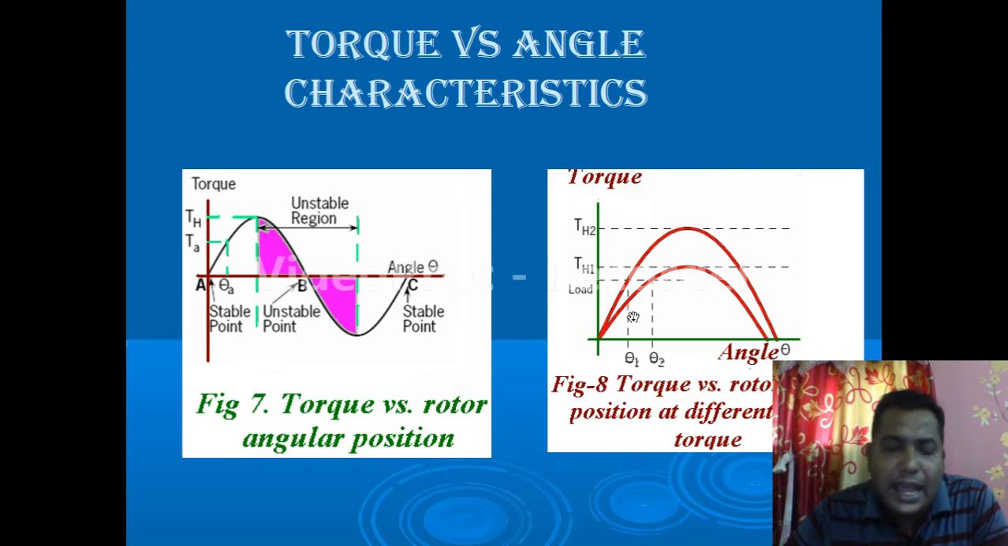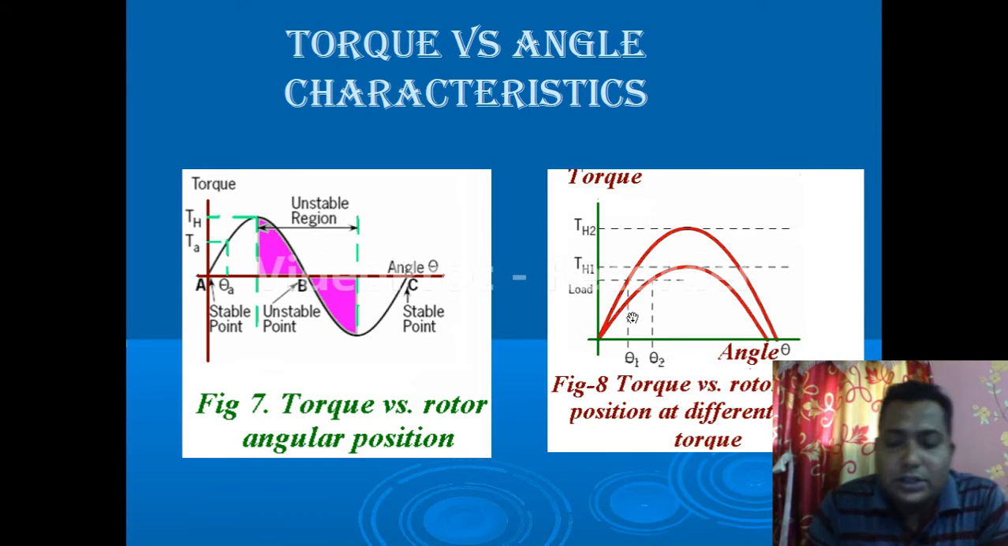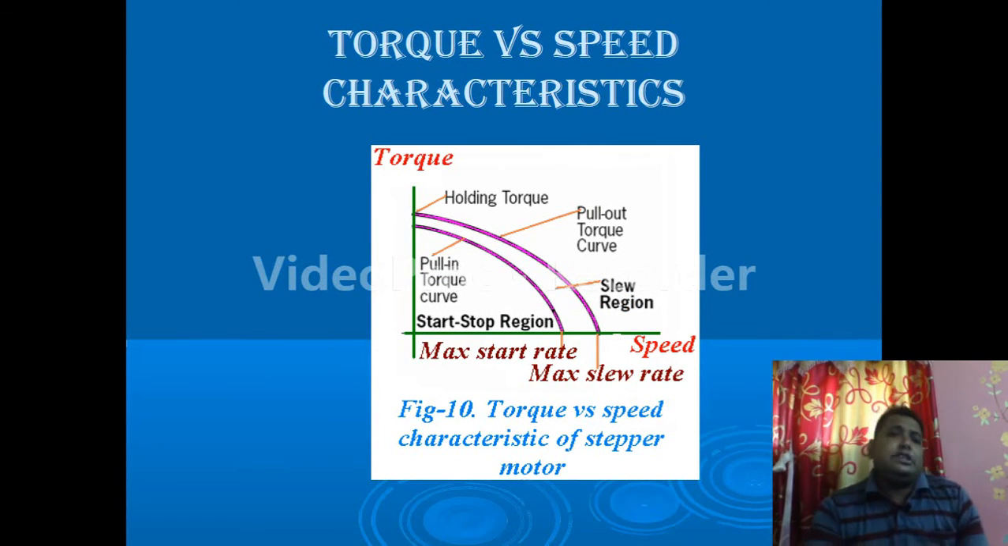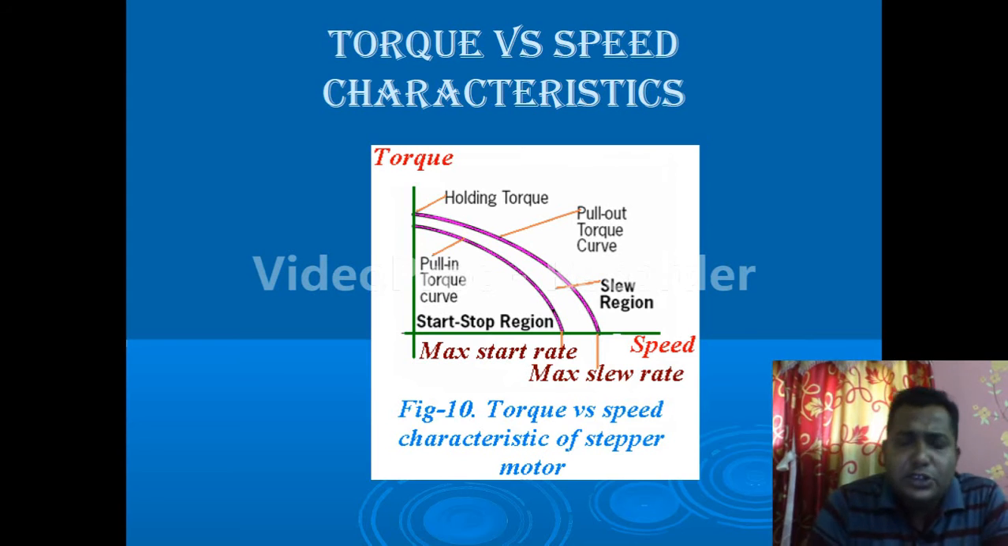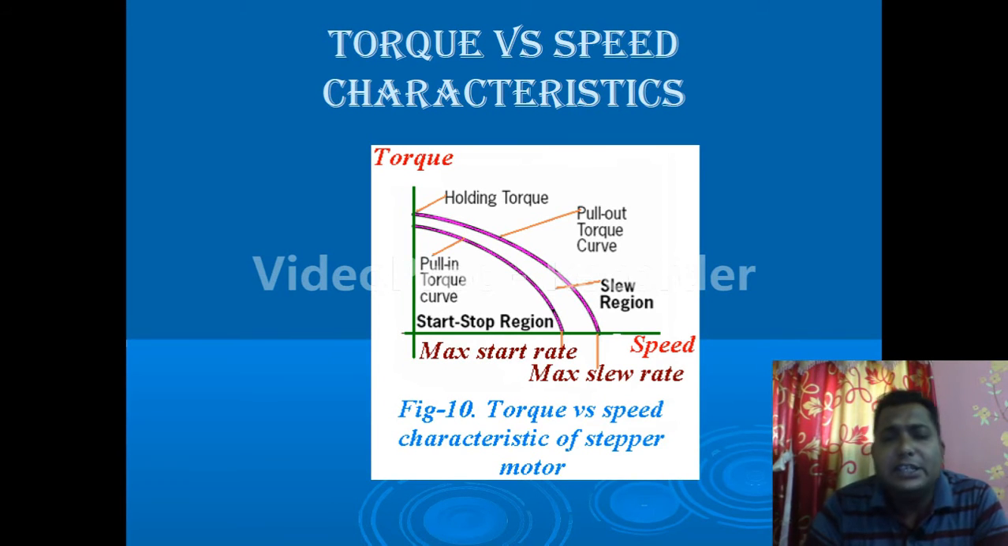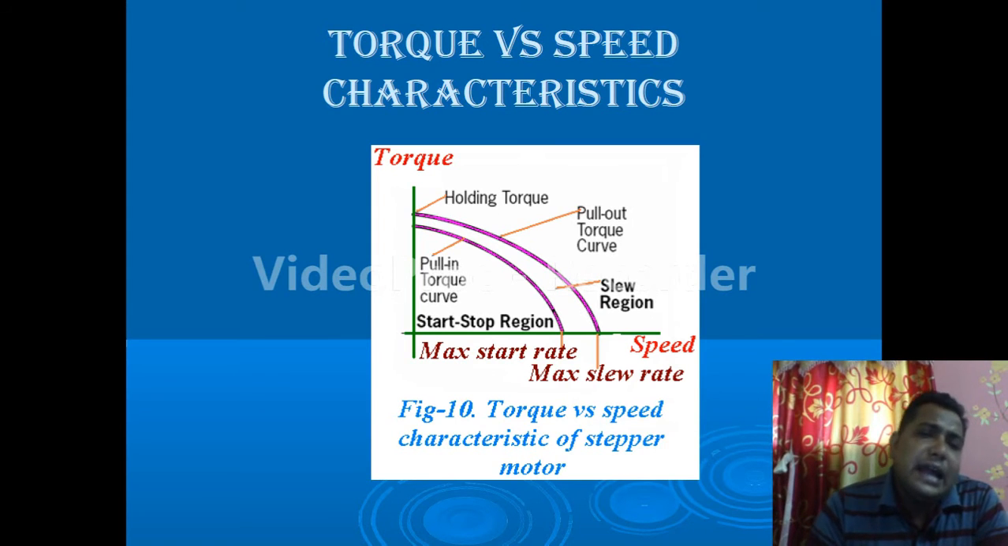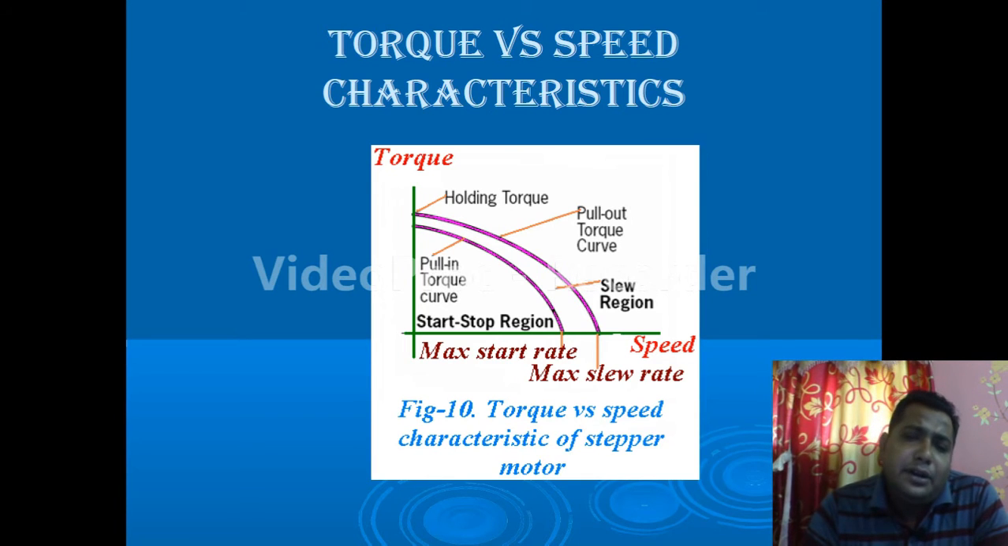So what are the different angles generated in the torque angle characteristics? Now this is the torque versus speed characteristic. In the x axis we have considered the speed, and in the y axis we have considered the torque. As we can see, when the speed is 0, the torque is highest, and with the increasing value of speed, the torque decreases, until at a particular value it becomes 0.